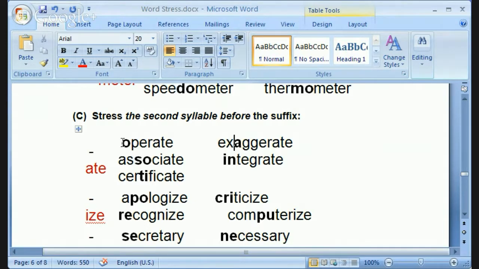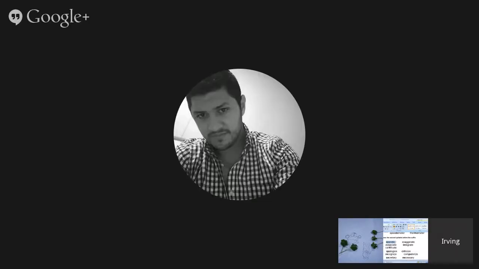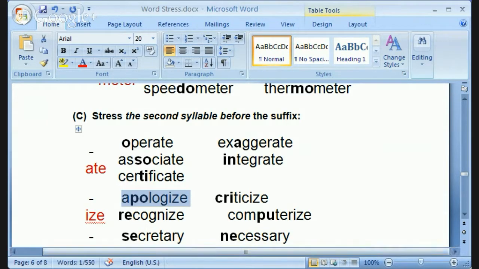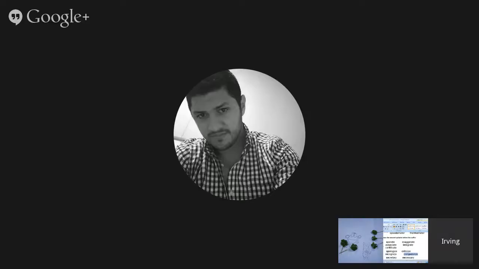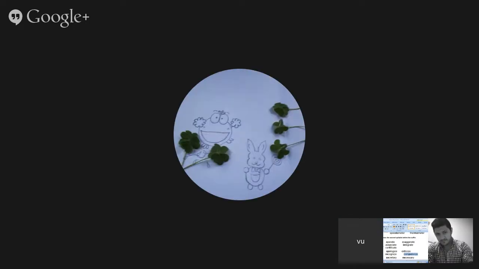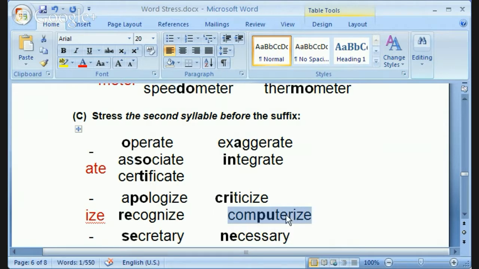Okay, Irving, how about this word? Operate. Operate, okay. And how about this one, Irving? Apologize. Perfect. Vu? Computerize. Computerize. Okay, so it has jumped. Here's the suffix IZE. Here's a syllable. Two syllables in front is the stressed syllable.